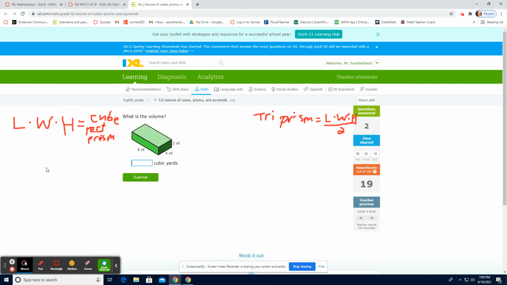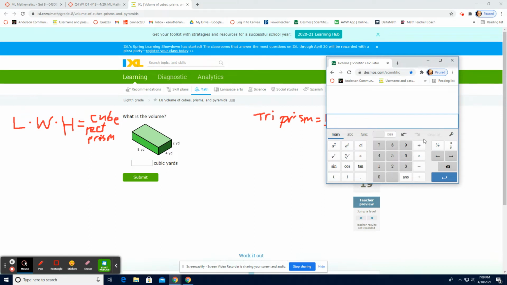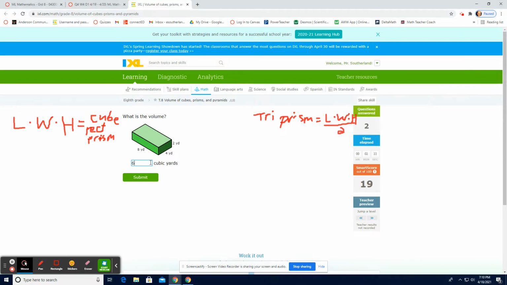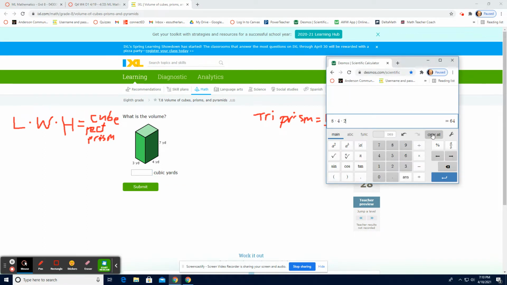Again, a rectangular prism goes back to this here, length times width times height. Length times width times height, so 8 times 4 times 2, 64. Again, it's the same type of shape, rectangular prism, length times width times height. 3 times 4 times 7, 84.